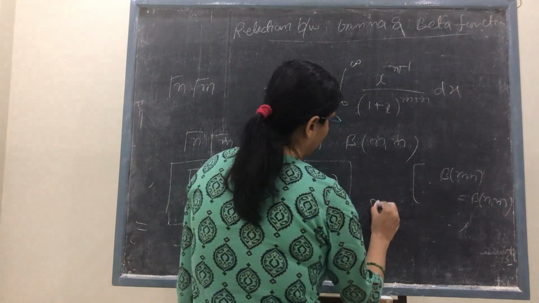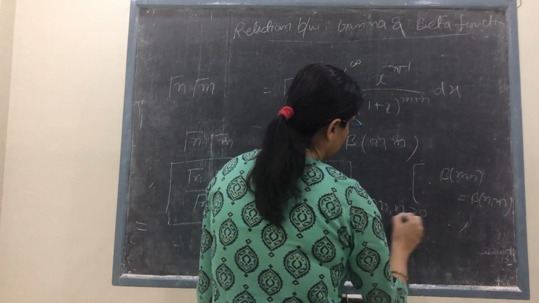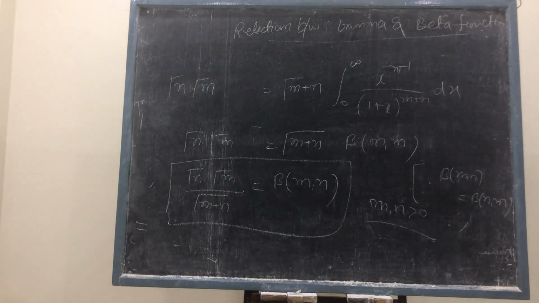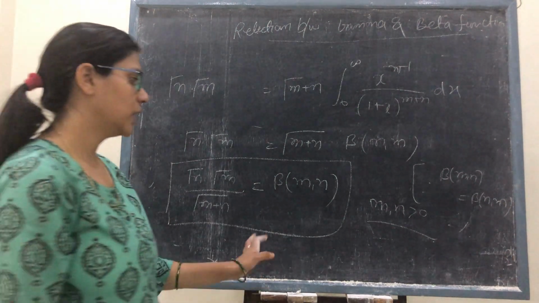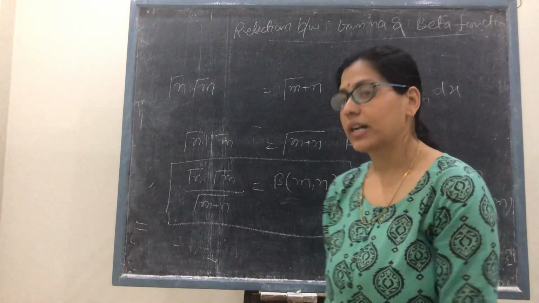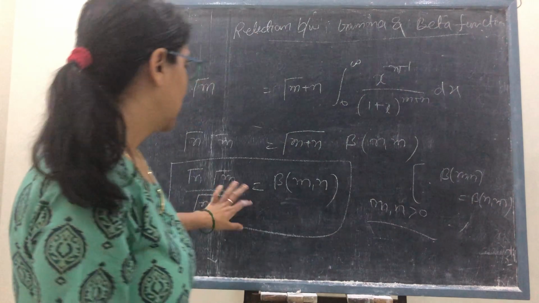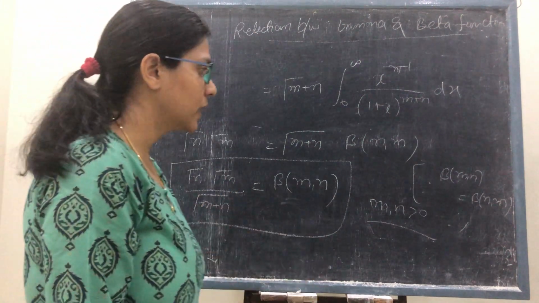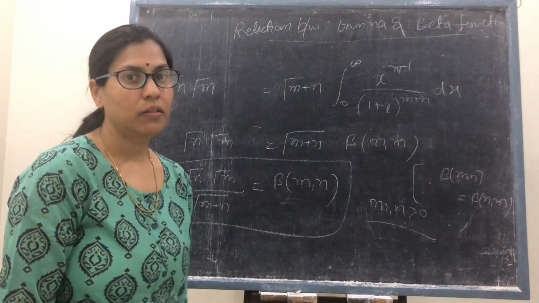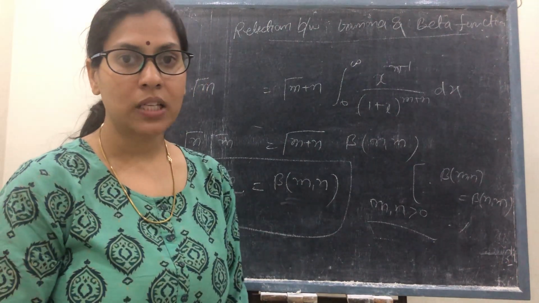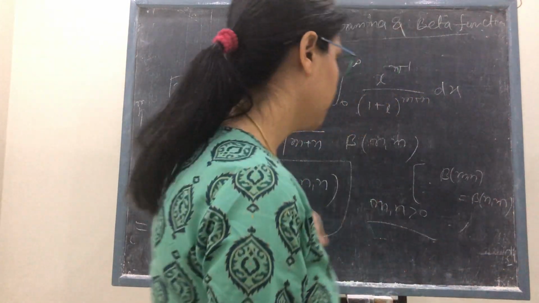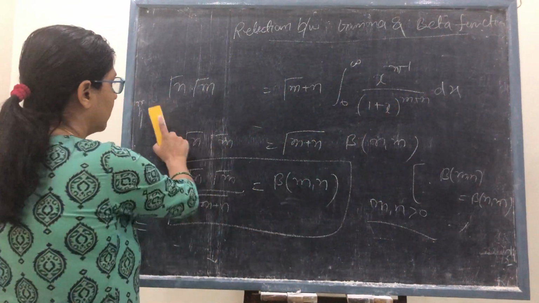This is where m and n should be greater than 0. This is the relation between beta and gamma function. So any value which is defined in beta function form, we can write in gamma function. Now we can solve it mathematically easily because we know that gamma of n is factorial n minus 1. We know how to solve the factorials. So now we can find the values of beta function.